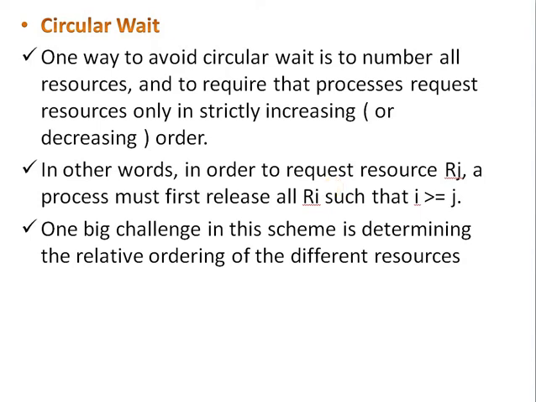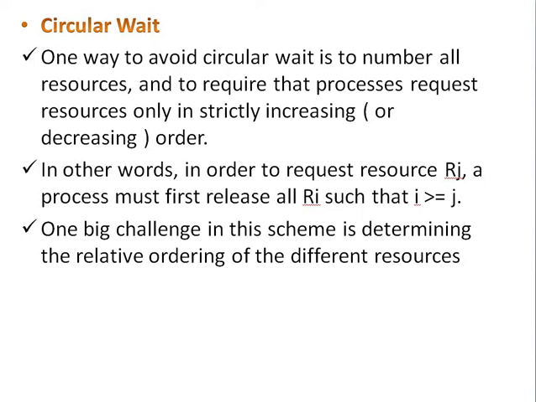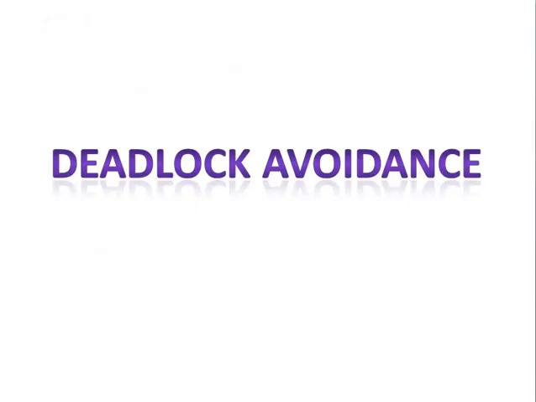So, deadlocks can be prevented by preventing at least one of these four conditions: mutual exclusion, hold and wait, no preemption and circular wait. By preventing at least one of these four conditions, we are preventing deadlock from occurring in our system. Now, let's see another method for handling a deadlock condition, that is deadlock avoidance.